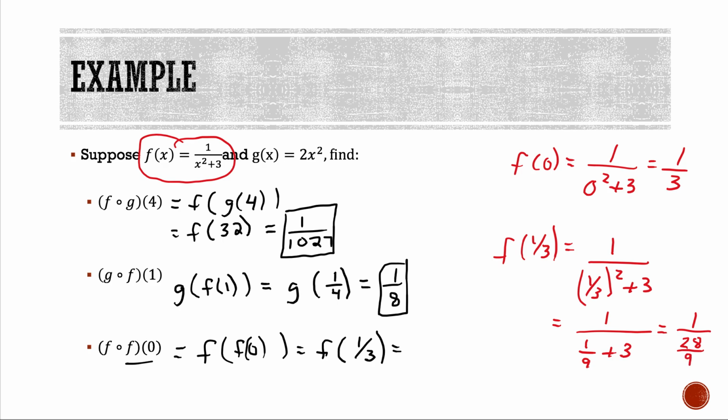All right, and then how do we simplify that? That's a keep, change, flip. So remember that we keep the 1, that's the top. We change the division to multiplication, and we flip the bottom fraction. So the bottom fraction becomes 9 over 28, and when you multiply by 1, you're just going to get 9 over 28.